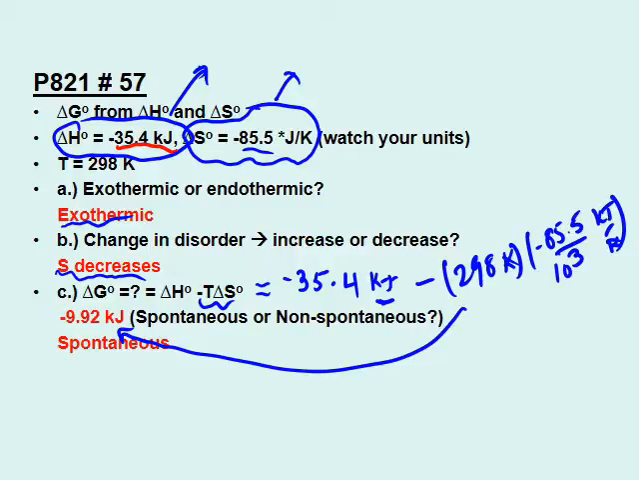So in part D, the question is, is this reaction spontaneous at 298 Kelvin under standard conditions? Since we got a negative value of delta G, remember I mentioned that delta G negative means a spontaneous reaction. So this reaction is going to happen spontaneously.